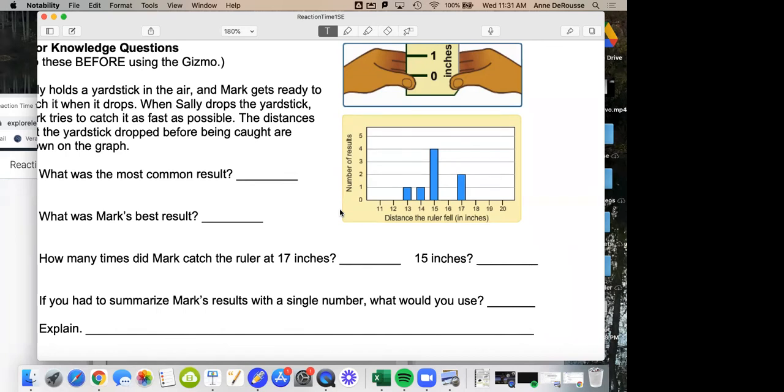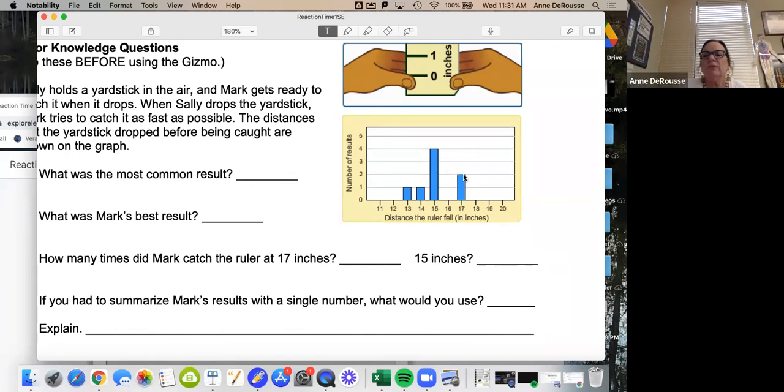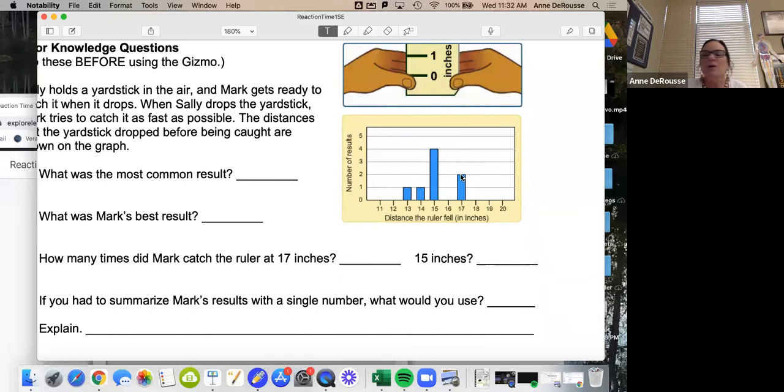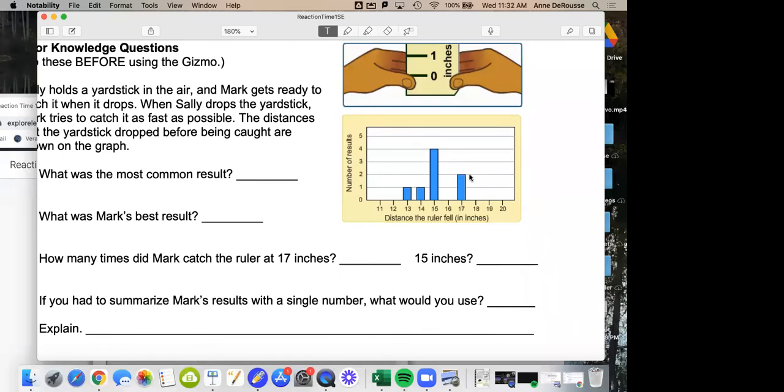No, it only says times. Once for me. 2 times, right here, because it goes over to the 2. Oh, I was reading the graph wrong. Yeah. How many times did he catch it at 15? Noah? 4 times.